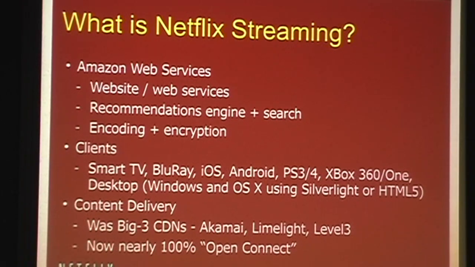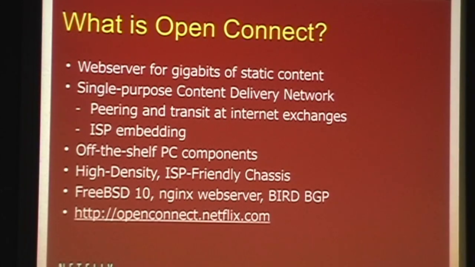Previously, Netflix was using the three big vendor content delivery networks, somewhat familiar names, Akamai, Limelight, Level 3. Over the past 2.5 years, we've built out our own content delivery network, Open Connect, and now we're serving pretty much close to 100% of our content from Open Connect. So you can think of Open Connect as a huge distributed web server serving content at terabit scale. It's a single-purpose content delivery network designed just for serving Netflix content.